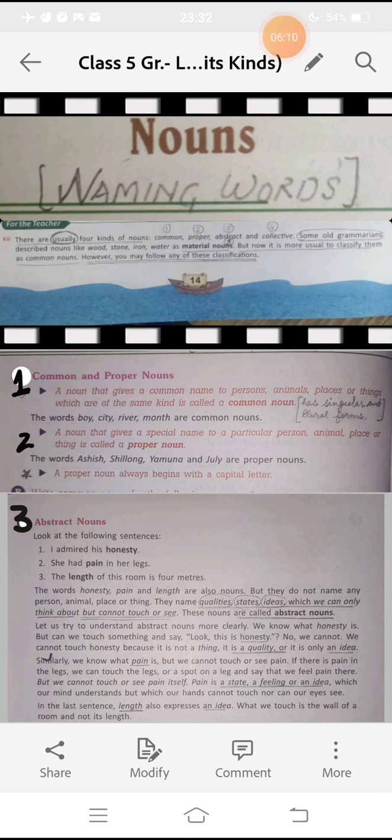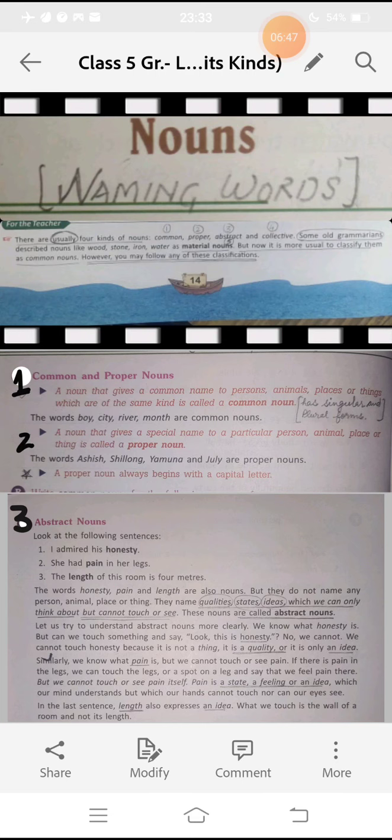I admired his honesty. She had pain in her legs. The length of this room is 4 meters. Now children, here the words which are in dark black, honesty. This is a quality. You cannot touch it, because it is not a thing. It is a quality. Similarly, pain. Pain is something which we can feel. We cannot touch it. We cannot see pain.